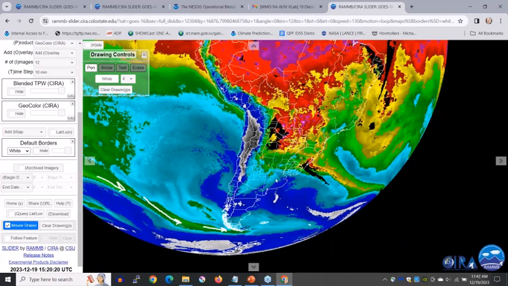Argentina and Chile right now, they're not extremely moist as they have been in previous days, central and southern, right? But look at northern Argentina.